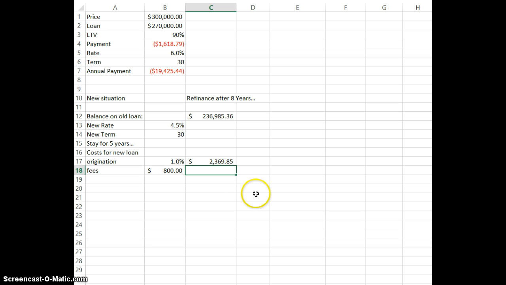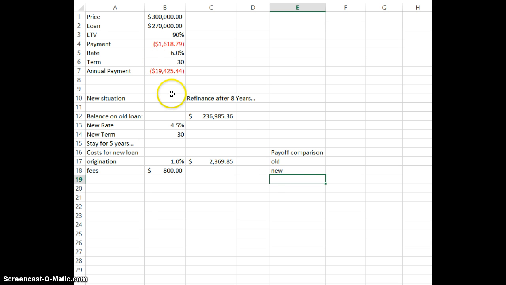So next thing we need to know is the payoff comparison between these two loans. Let's put this in here. What we're actually doing is we're going to take the old loan, the information above here, compare it to the new loan, saying what would we be at in 5 years on our new loan versus 13 years, the 8 plus the 5, in our old loan. See which one would actually be a better deal for us.